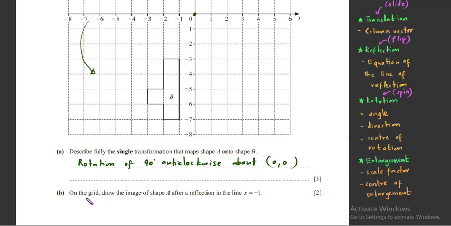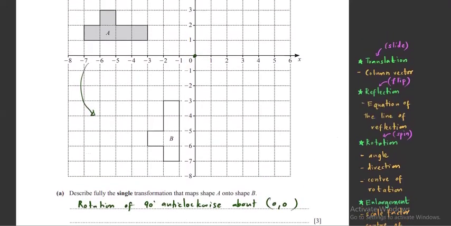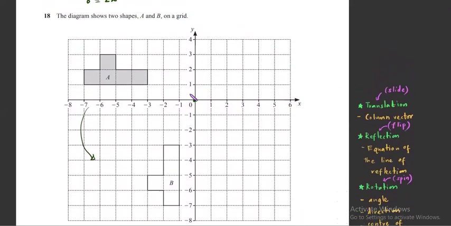The next part of the question is, on the grid, draw the image of shape A after a reflection in the line x is equal to -1. So first we need to draw the x is equal to -1 line. This is the x-axis, this is -1 in the x-axis, which means the line that we need to draw will be a line that goes through the x is equal to, through -1 in the x-axis like this. So when I reflect it, this shape that I have in the left side of this line should be reflected to the right side. So when we do the reflection, it should be the same distance away.